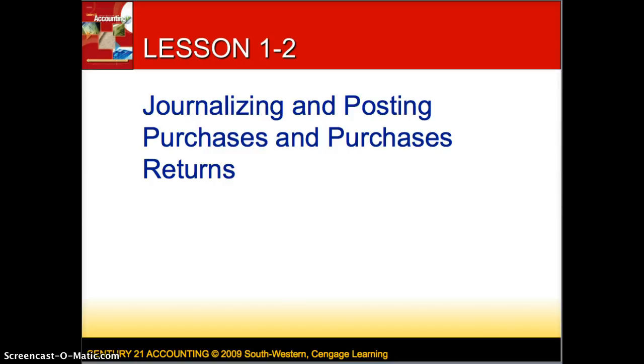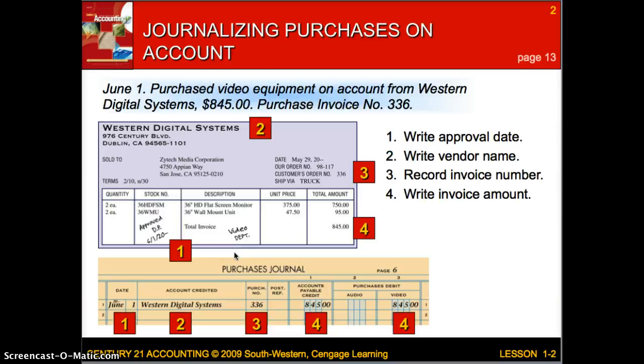Just so you know for this chapter, this merchandising business, Zytec Media Corporation, sells audio equipment and video equipment. The business is a corporation organized on a departmental basis. So they have things for audio, and video. Those are the 2 different departments that they're going to be working in.